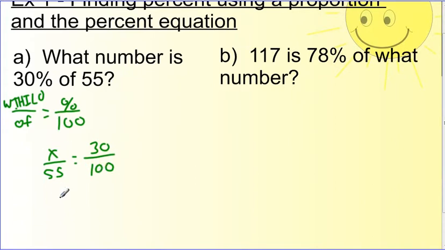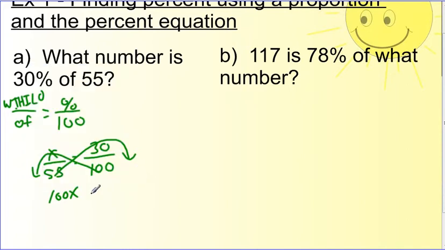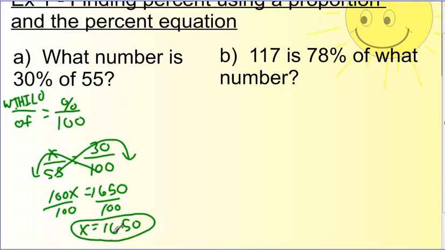So 100 times x is 100x. 55 times 30 equals 1650. To solve this equation, we have to divide both sides by 100. x equals 16.50. And there's no label, so this is just the number. So 16.50 is 30% of 55.